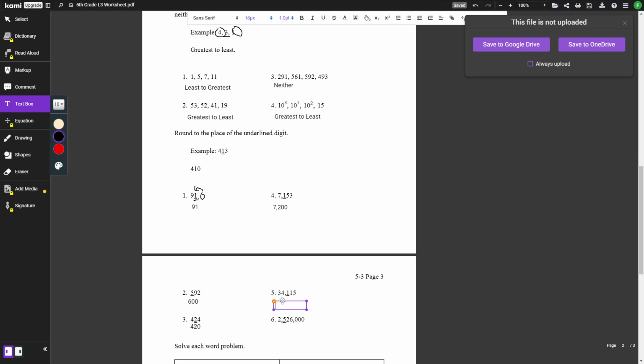Number 5, 34,115. We're rounding to the hundreds place, and since 1 here in the tens place is less than 4, the answer will be 34,100, because we round all the numbers down. Lastly, 2,526,000. We're rounding to the hundred thousands place. 2 is less than 4, so we round down. The answer will be 2,500,000.